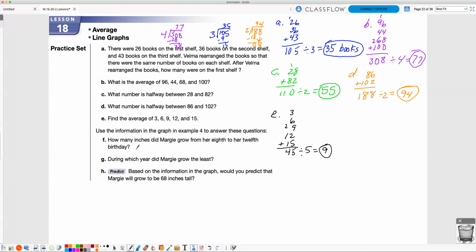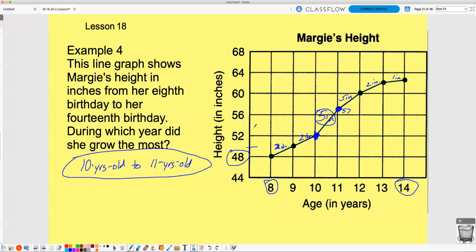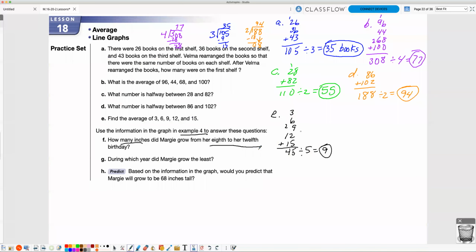Letter F. How many inches did Margie grow from her 8th to her 12th birthday? So we need to look at example 4. From her 8th to her 12th birthday, how many inches? So let's go back. From her 8th to her 12th, so from here to here, she went from 48 inches to 68, or 60, sorry. So for letter F, on her 8th birthday, she was 48 inches, and on her 12th birthday, she was 60 inches. So how much did she grow?